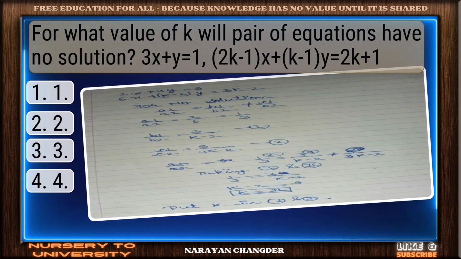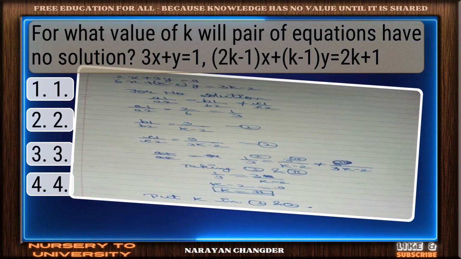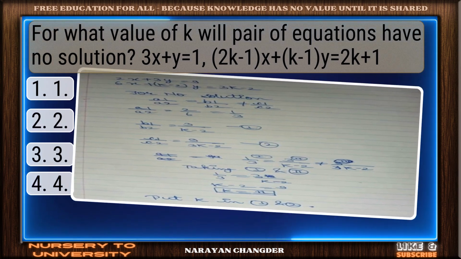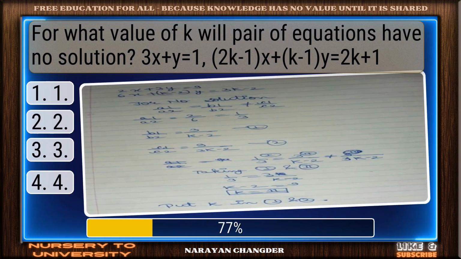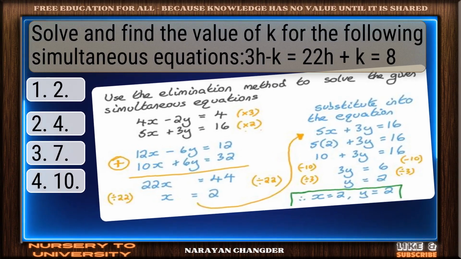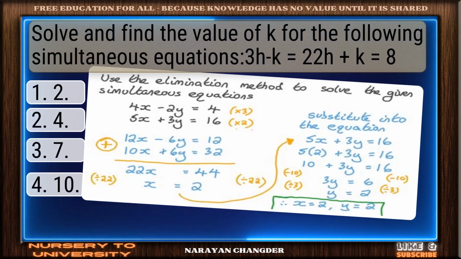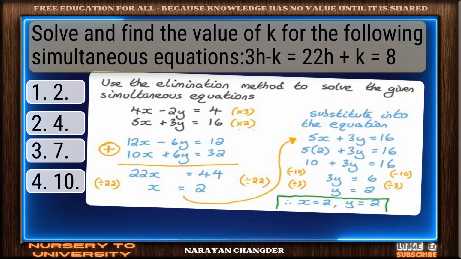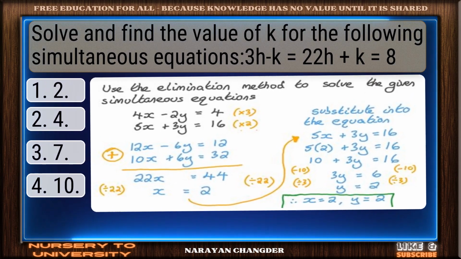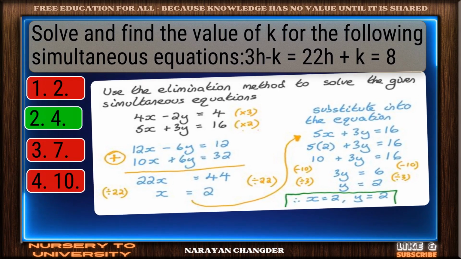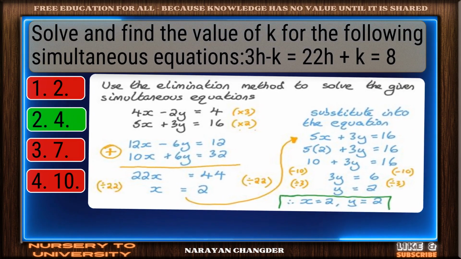For what value of k will the pair of equations have no solution? 3x plus y equal to 1, x plus y equal to 2 plus 1. Correct. 2 is spot on. Solve and find the value of k for the following simultaneous equations. 3h plus k equal to 20, h plus k equal to h. Excellent choice. 4 is right.